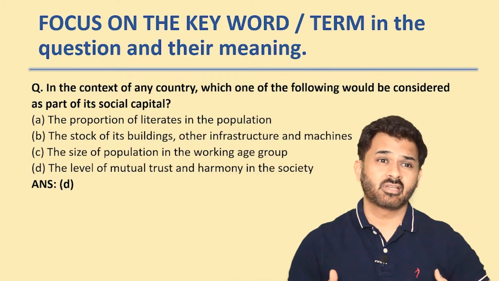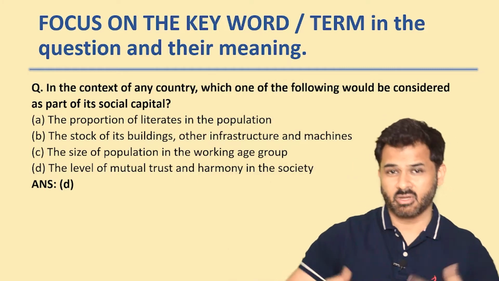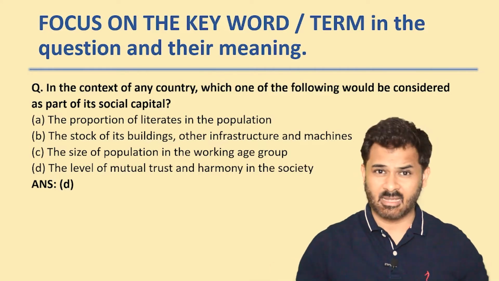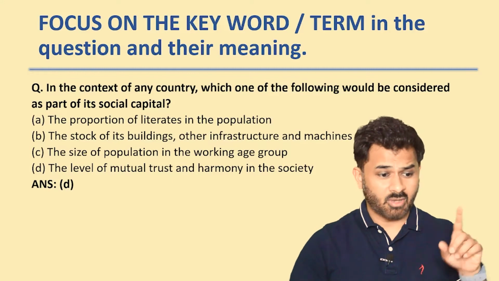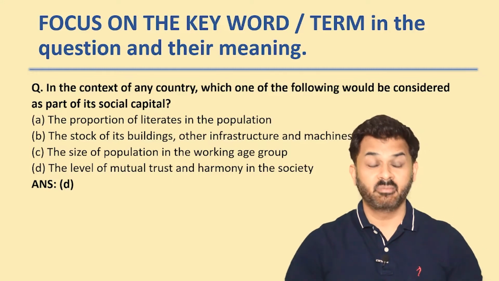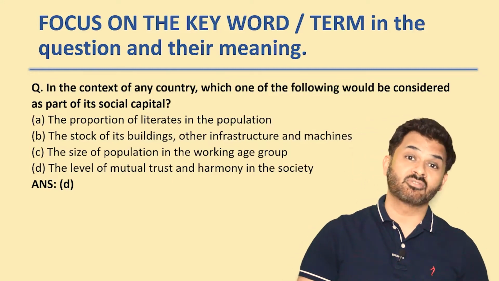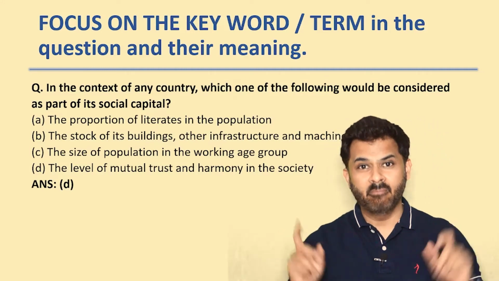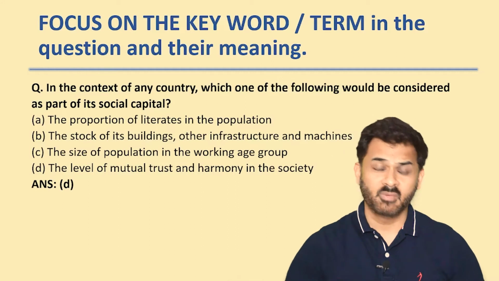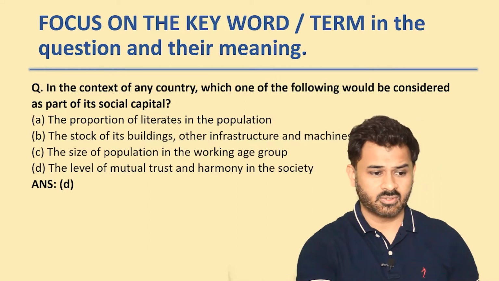What will relate better to social? Being social means you are outgoing, you are meeting more people, you are establishing your network. So it has to do with other people. Out of the given options, the best one would be D, the level of mutual trust and harmony in society, because it is interrelational, and that is what the word social means specifically. So through those meanings also, many times you can answer the questions.